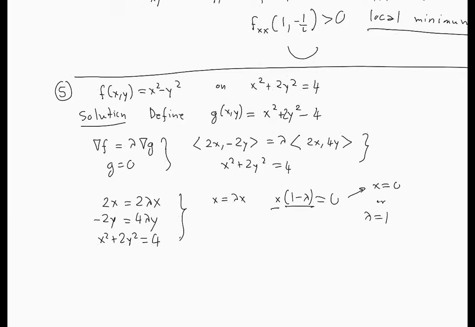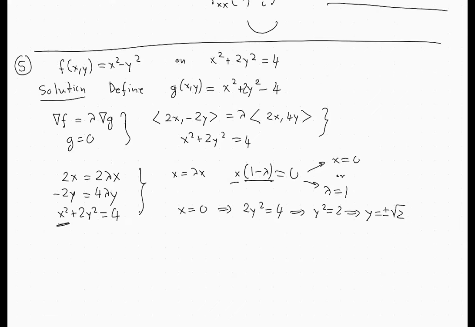So if x is 0, then you go directly to your constraint and you find 2y squared is equal to 4. So you plug it in here. And this means that y squared is 2, which means that y is plus or minus square root of 2. So this immediately gives two critical points, 0 comma square root of 2 and 0 comma negative square root of 2. Okay, so let's put this in a frame so that we don't forget them.